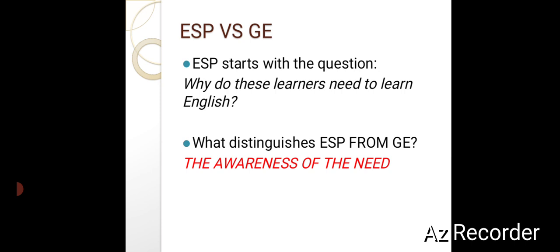In ESP, we need to be aware of the learner's need, why they want and need to learn English, the reasons behind their willingness to study English. But in GE, sometimes we are not really aware of the learner's need. So this is something which differentiates ESP from GE. Or we can say that the awareness of the need is higher in ESP than in GE. Okay?